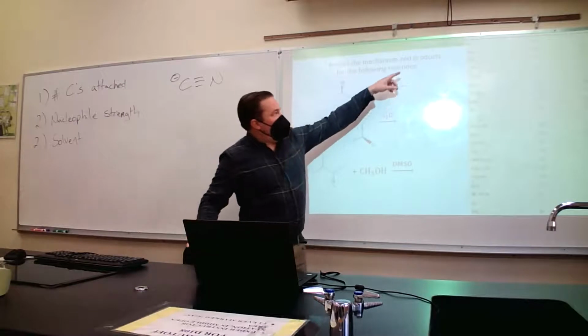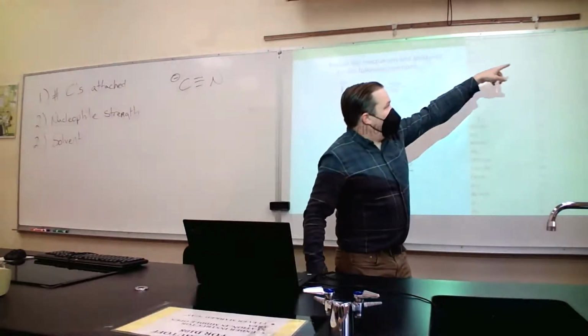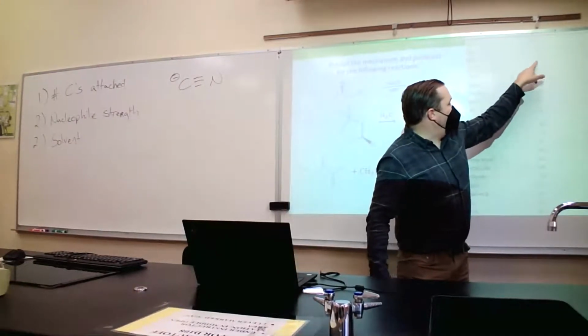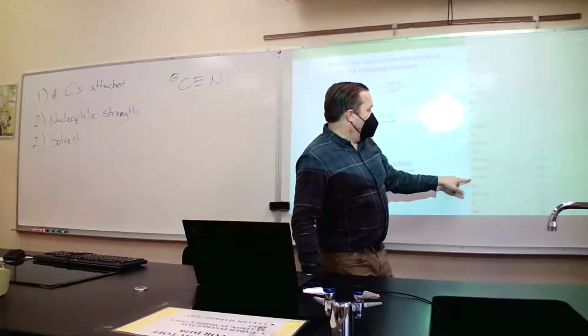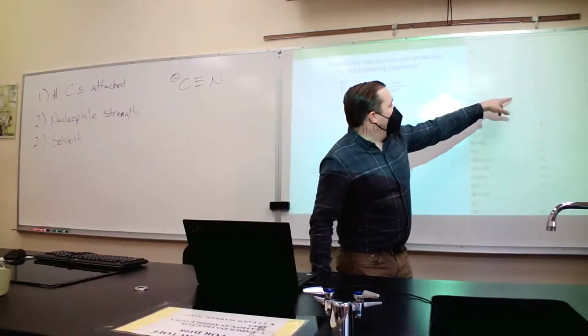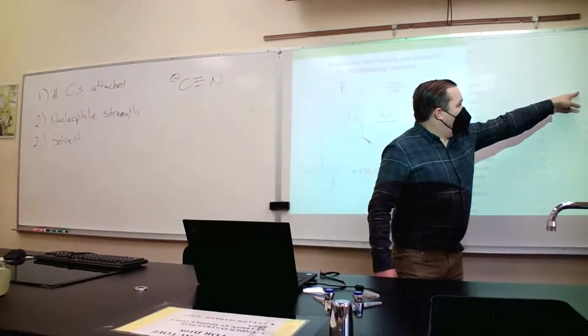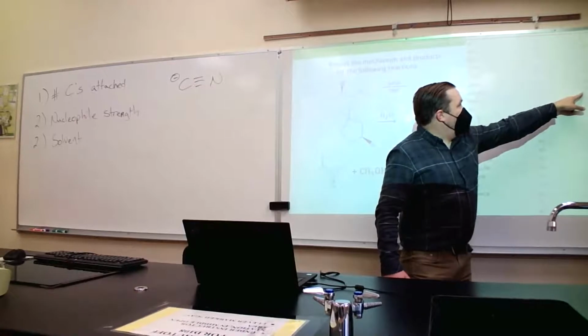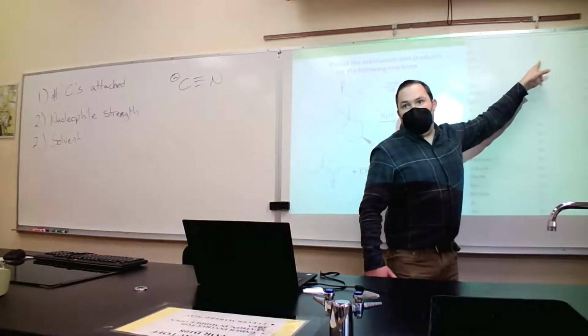Aprotic solvent means we can just look at the nucleophiles in terms of their pKa values, right? Chloride's a -7. Methanol is all the way down here as we're looking at this one. As our nucleophile, methanol's our nucleophile, we're looking at -2 versus -7.